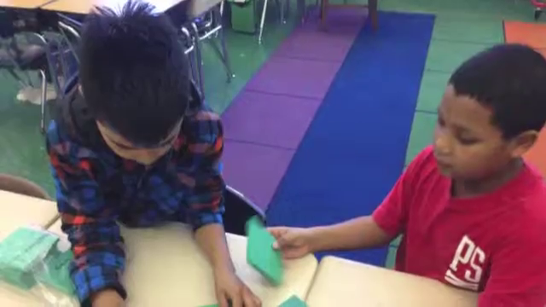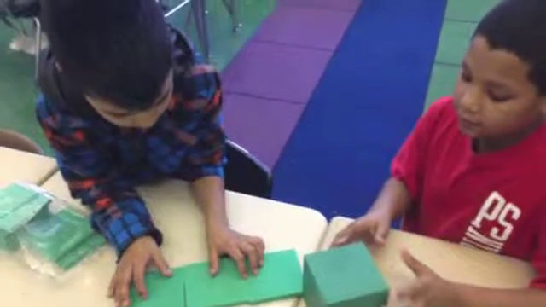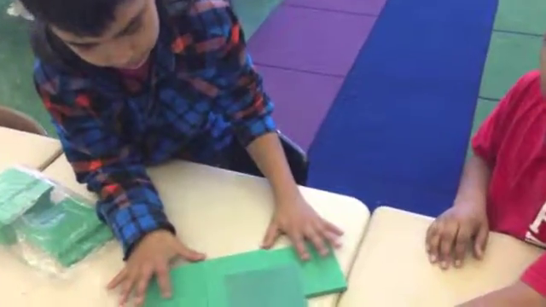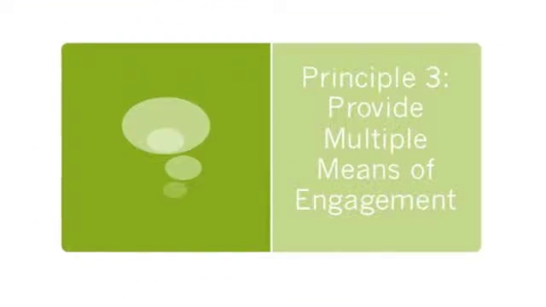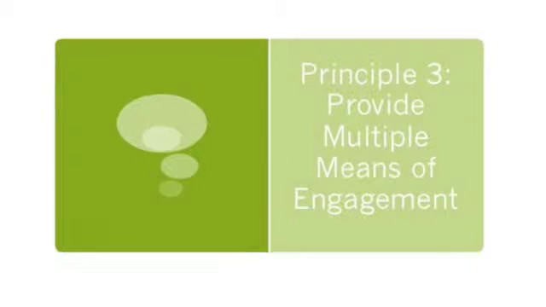Math manipulatives can also be of some use to some students. Other students may be talented at storytelling, but struggle with setting that same story down on paper. Students should be given multiple modes of expression so that their strengths are always highlighted. The third principle of UDL is provide multiple means of engagement.